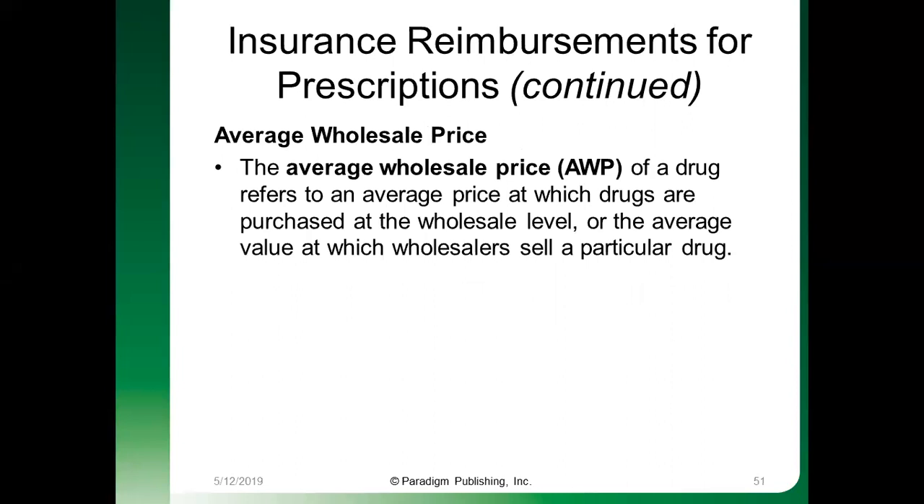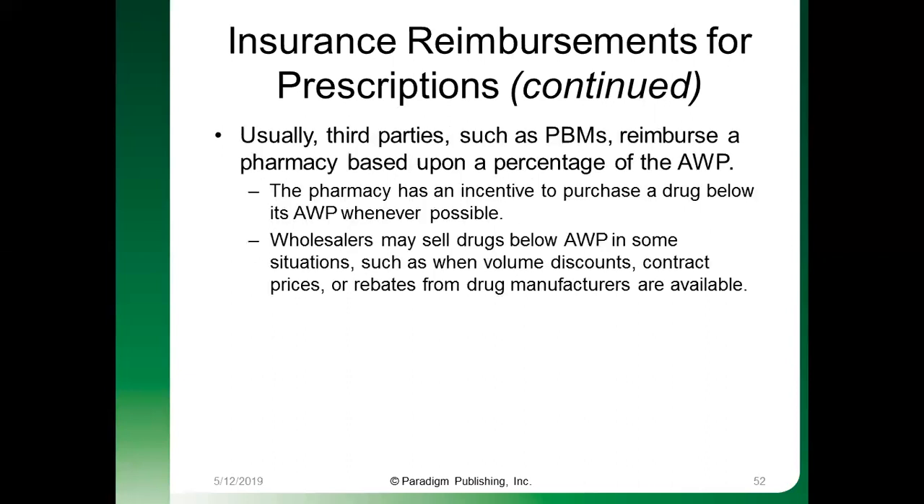So the average wholesale price of a drug refers to the average price at which drugs are purchased at wholesale levels and/or the average value at which wholesalers sell a particular drug. So again, the average wholesale price is the average price that the wholesaler is selling that medication. Usually, third parties such as the PBMs reimburse a pharmacy based on a percentage of the wholesale price.